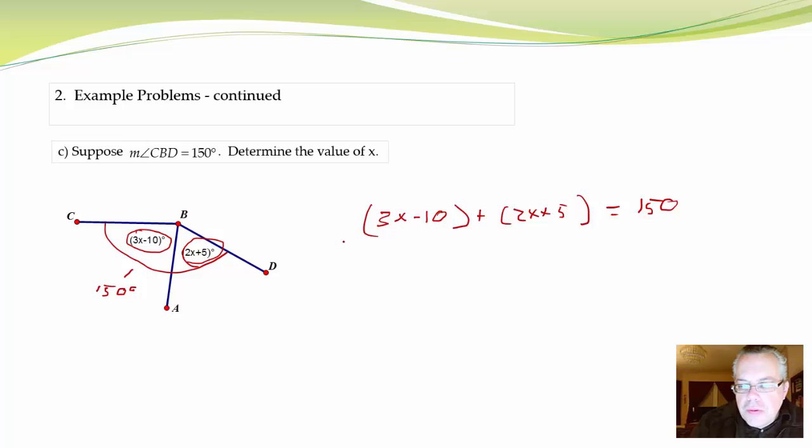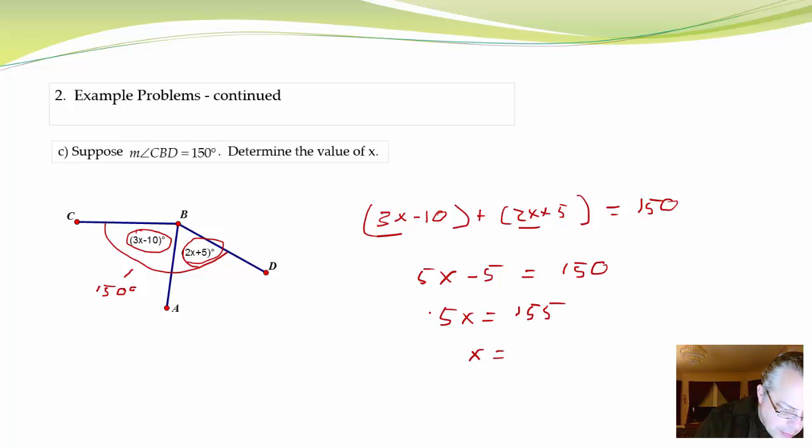Now here, there's no number to distribute, so really the parentheses aren't doing anything. We can just combine like terms. 3x plus 2x is 5x. Negative 10 plus 5 is minus 5 equals 150. And there's no problem to solve. We get 5x equals 155, or x equals, let's see here, 31.